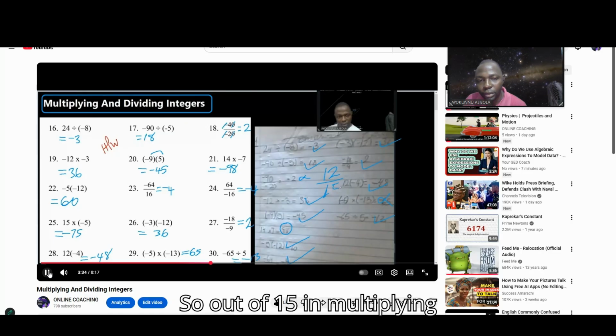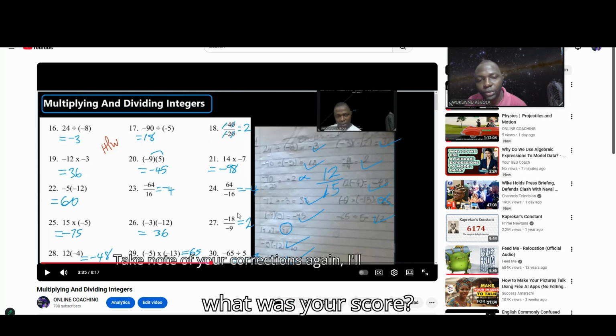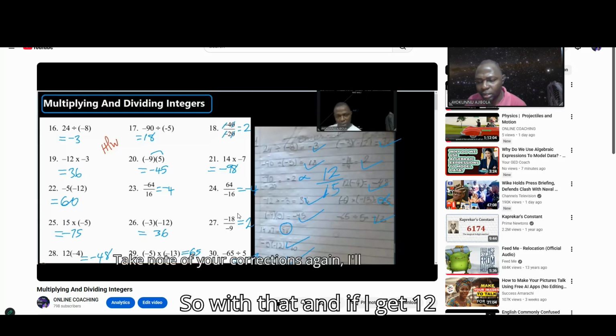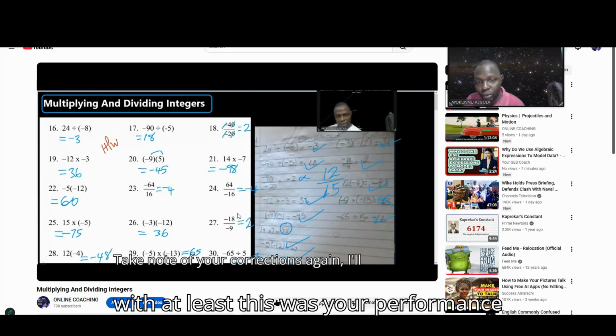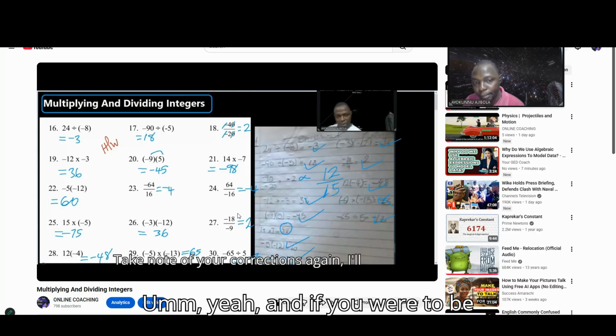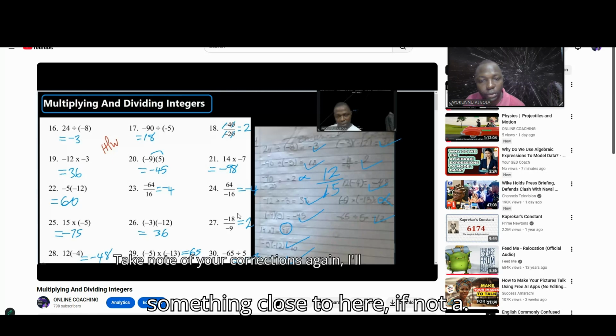Out of 15, in multiplying and dividing integers, what was your score? 12. So this was your performance during the class. 12 out of 15, that's 80%, right? And if you were to be graded with 80%, that should be something close to A, if not A.